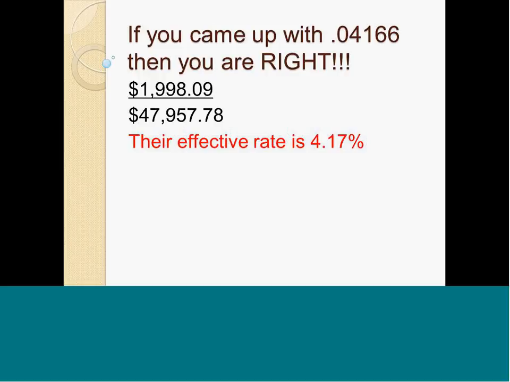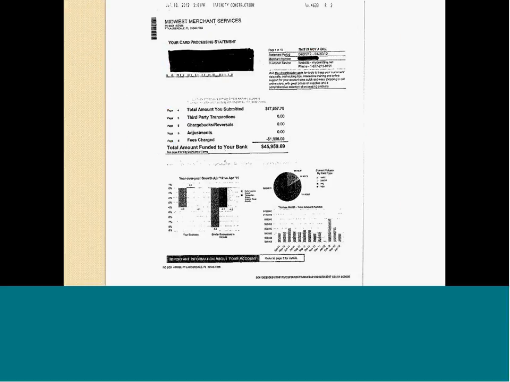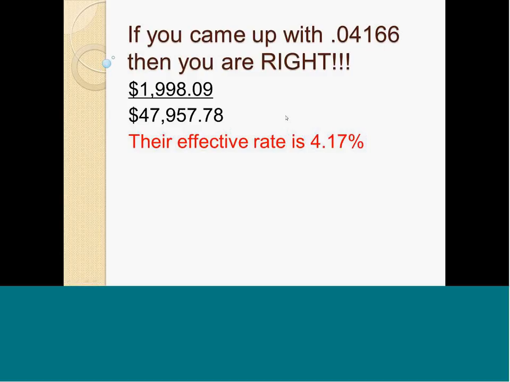I'll go back to the previous slide for just a second so you can see where the fees charged and the fees submitted are. The first is pretty straightforward. Page 1, charge, $1,998.09. Amount submitted, $47,957.78. Those give 0.04166, rounded up, 4.17%.